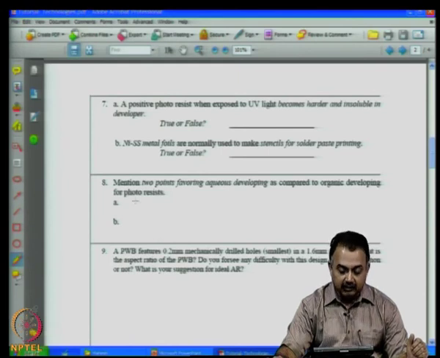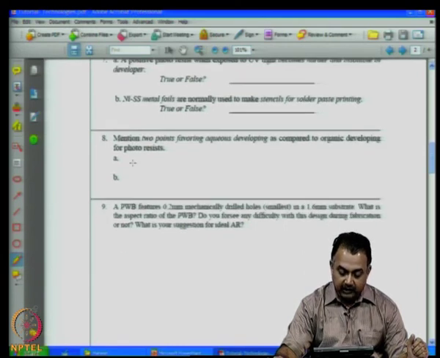Nickel stainless steel metal foils are normally used to make stencils for solder paste printing. True, because for a stencil to have a longer life, we use stainless steel impregnated with nickel. So, this is true. Mention 2 points favoring aqueous developing as compared to organic developing for photoresist.